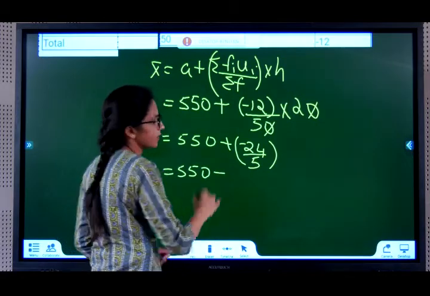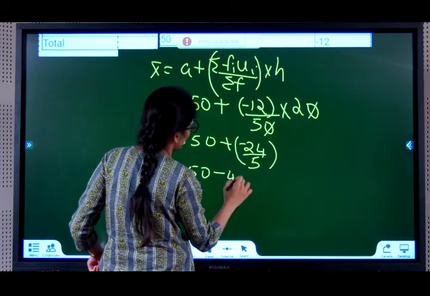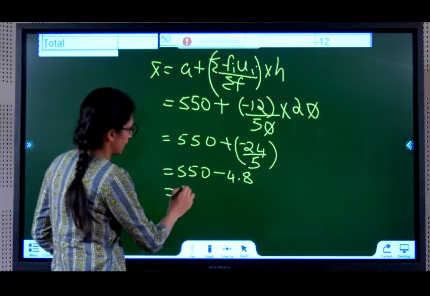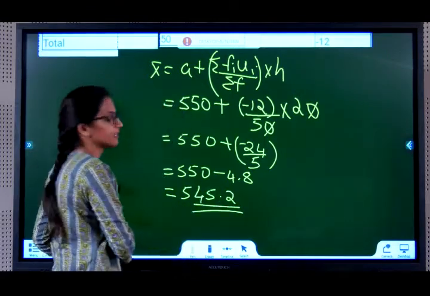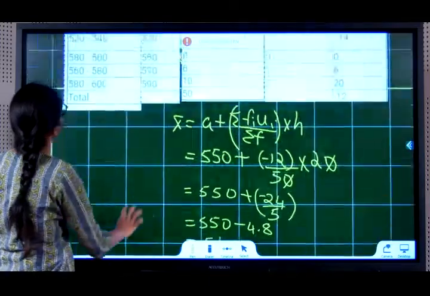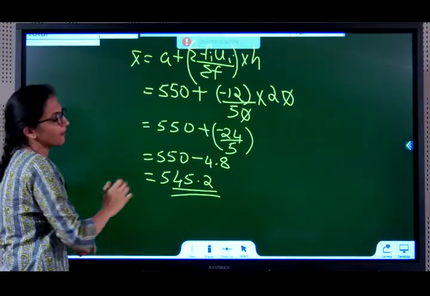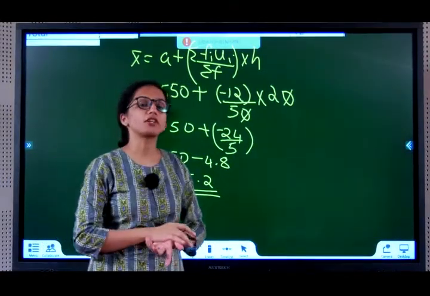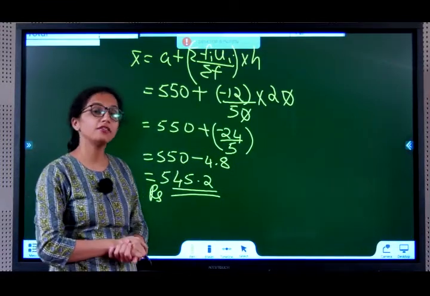550 minus, if you solve 24 by 5 you will see it's 4.8. 550 minus 4.8, 545.2. Is there any unit? Yes, there is a unit, the same unit as the class. So this is 545.2 rupees. The mean of the data is 545.2 rupees.